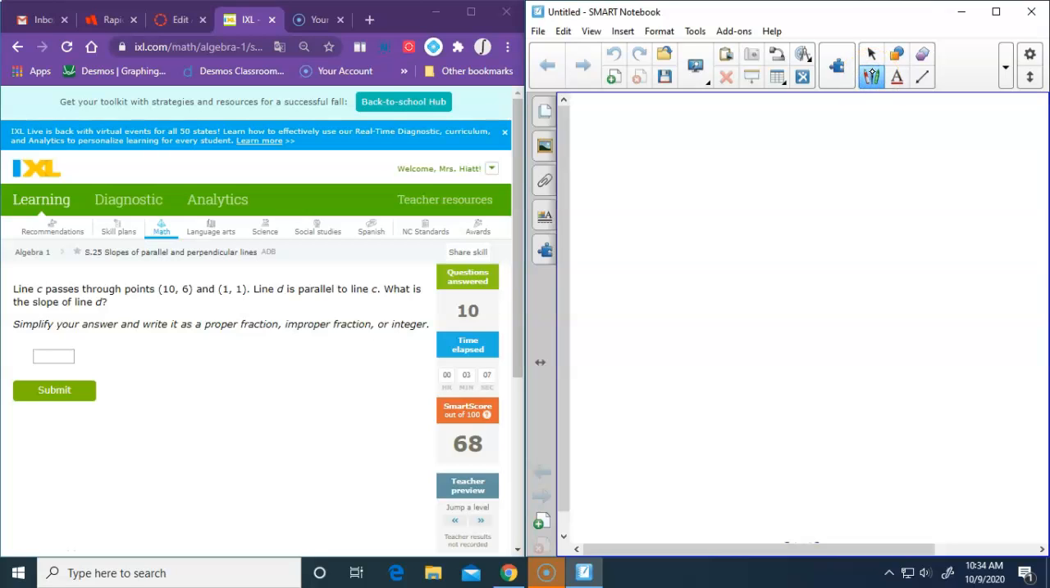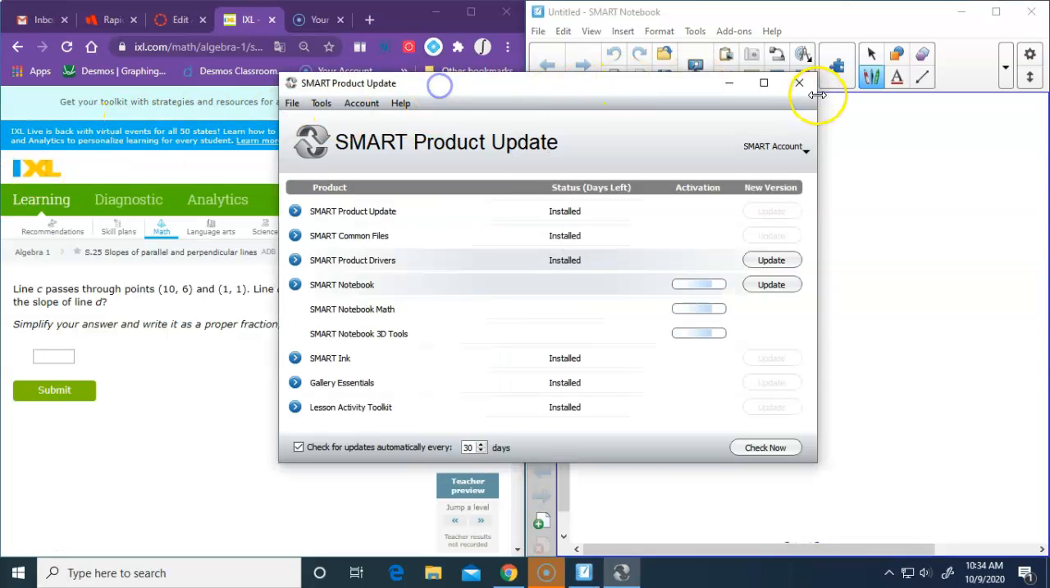Okay, when you're doing your IXL, once you get up to probably about the 60s or 70s, you're going to start getting some problems that look like what we have over here. It says line C passes through points (10, 6) and (1, 1). Line D is parallel to line C. What is the slope of line D?